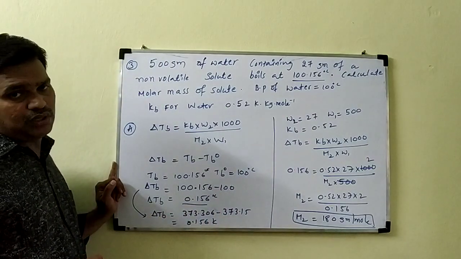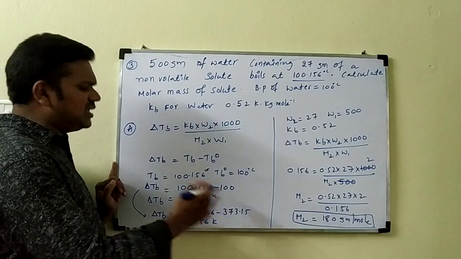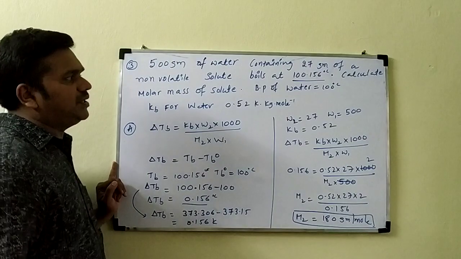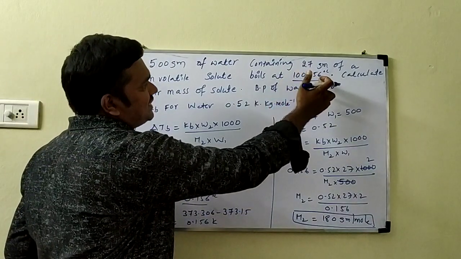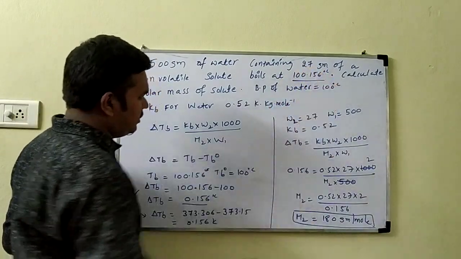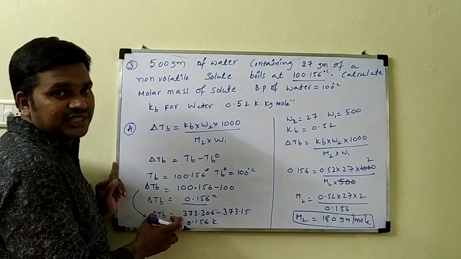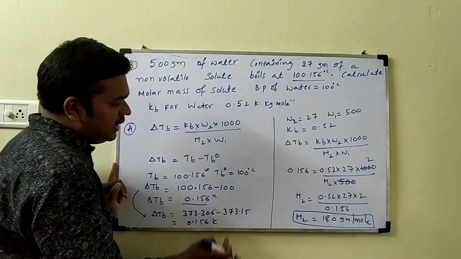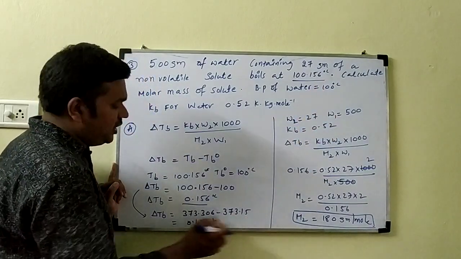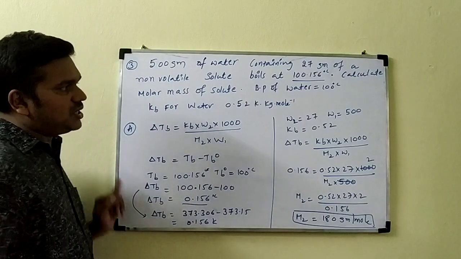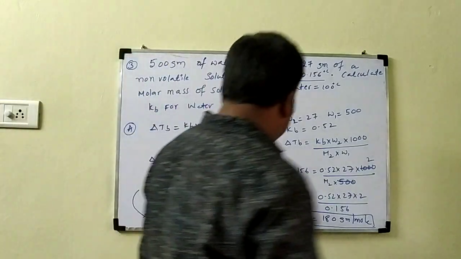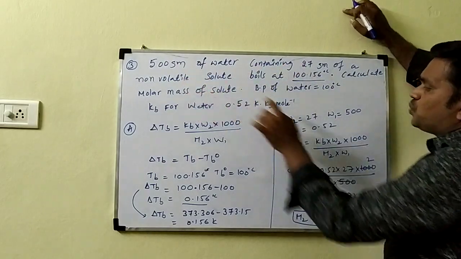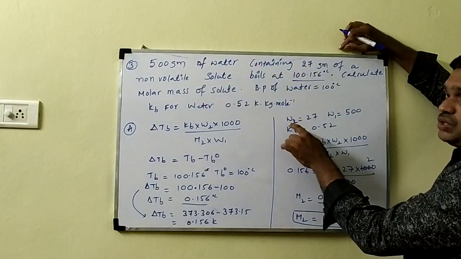0.156 Celsius only. Otherwise, if you convert these values into Kelvin also by adding 273.15, 100.156 plus 273.15, you will get 373.306. And 100 plus 273.15 gives 373.15. You take the difference also, and you will get 0.156 Kelvin.